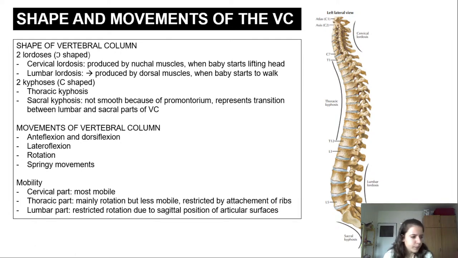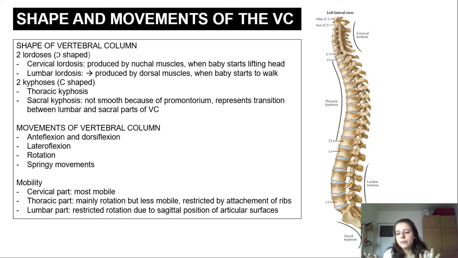Some important things are dextrosclerosis and sinistrosclerosis. Our vertebral column may be shifted a little to the right or to the left, depending on which is our dominant hand. If your dominant hand is the right one, you will have dextrosclerosis. And if your dominant hand is the left, you have sinistrosclerosis. Dexter and sinister are right and left in Latin.